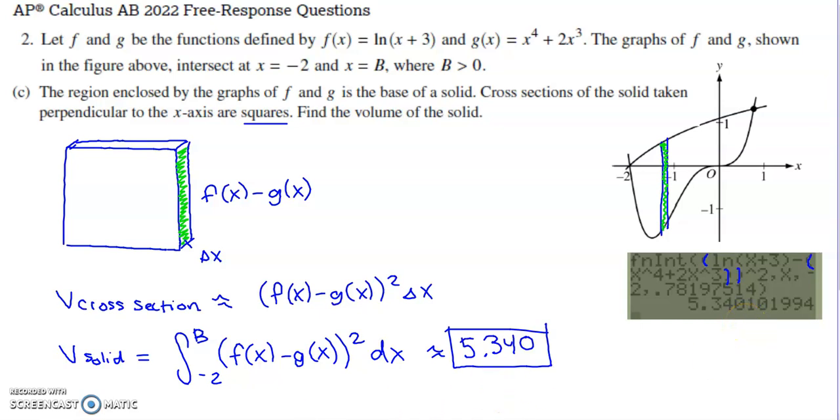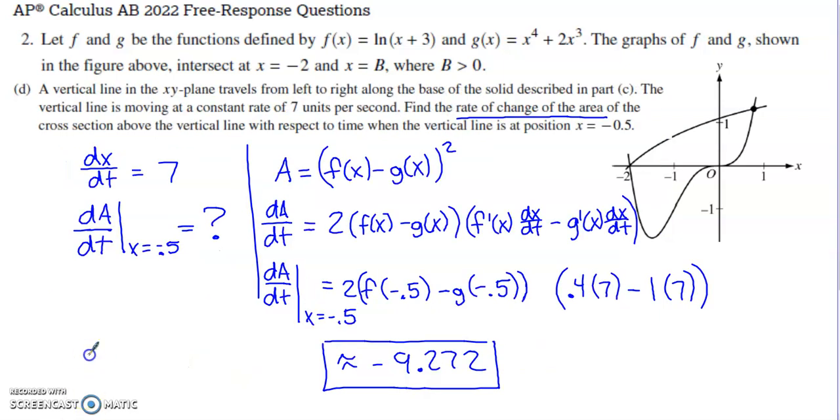So 5.340 for that. The last part of this, in my opinion, is I've already done all of the FRQs from 2022, and I think by far this is the trickiest part of any of them.